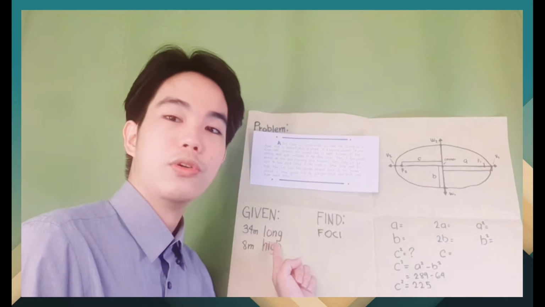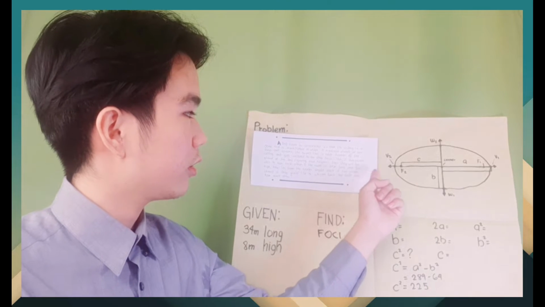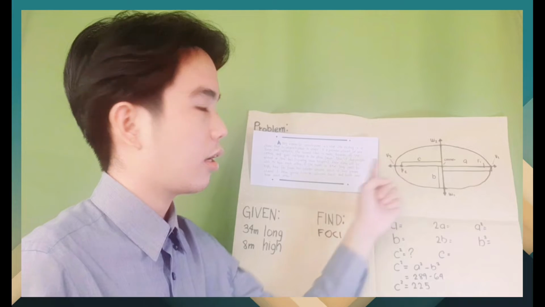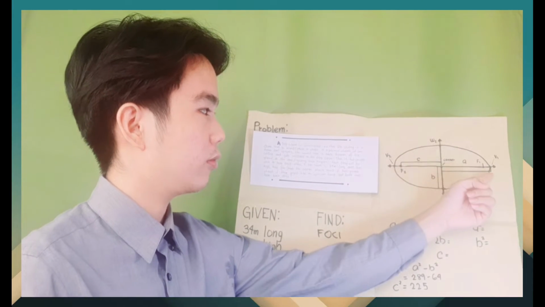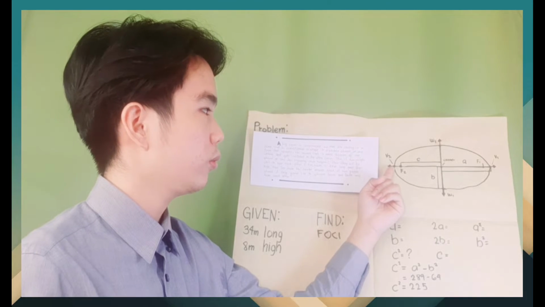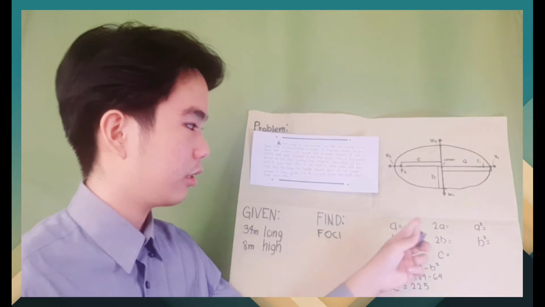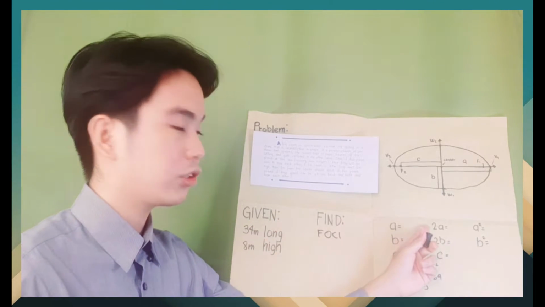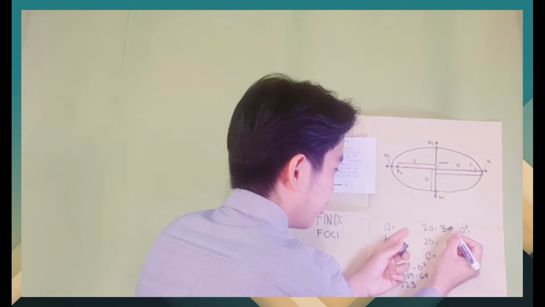From the given 34 meters long, we can assess that it is placed right here at the major axis. From vertex 1 to vertex 2, it is measured 34 meters long. So we can assess that the major axis is 34 meters long. Major axis is 2a. 2a is 34 meters.